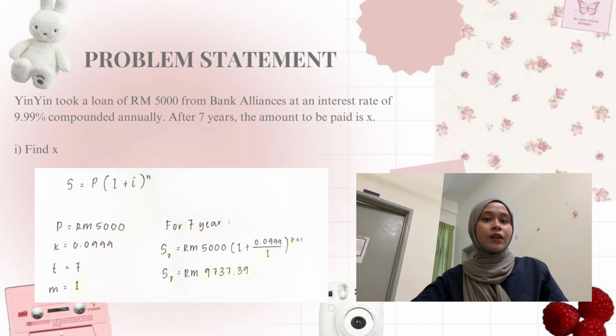Find S. P equals 5,000, K equals 0.0999, M equals 1, T equals 7, and N equals 7. The method that is most suitable for this question is S equals P bracket 1 plus I bracket to the power of N. The next step is to fill in the data from the problem statement. So, S equals 5,000 bracket 1 plus 0.0999 divided by 1 bracket to the power of 7. Then calculate the amount and you will get the final answer of 9,737 ringgit 39 cents.